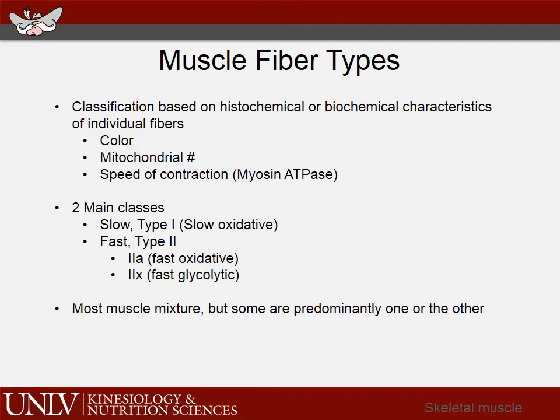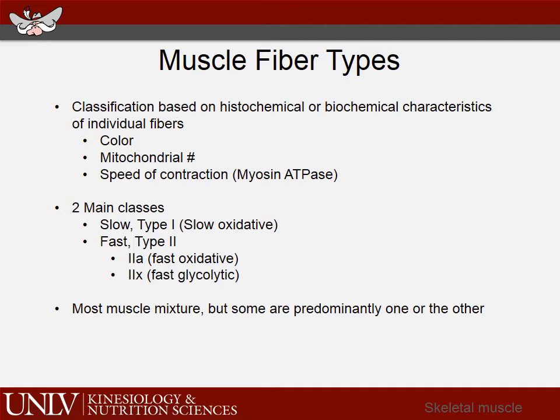It's slow, or type 1, which could be called slow oxidative. Then there's the fast type 2, and these are 2A, which is fast oxidative. And again, oxidative means there's still some oxygen involved there. And 2X is fast glycolytic, glyco meaning that it's involved with more of an anaerobic process of carbohydrate and glycogen.